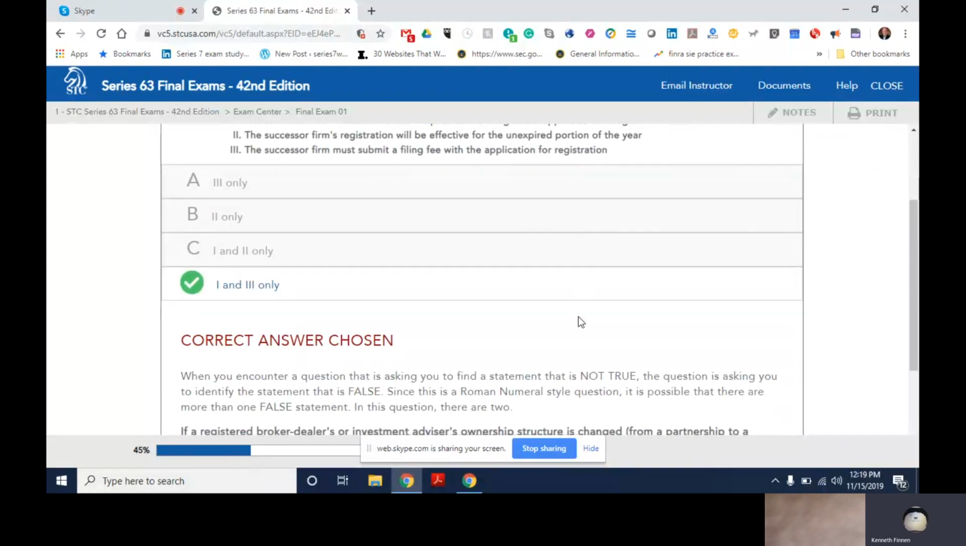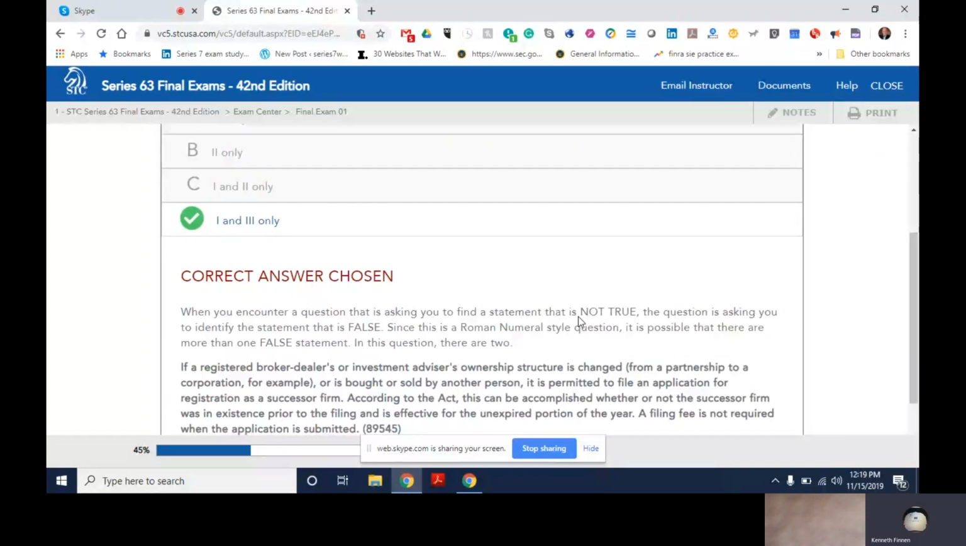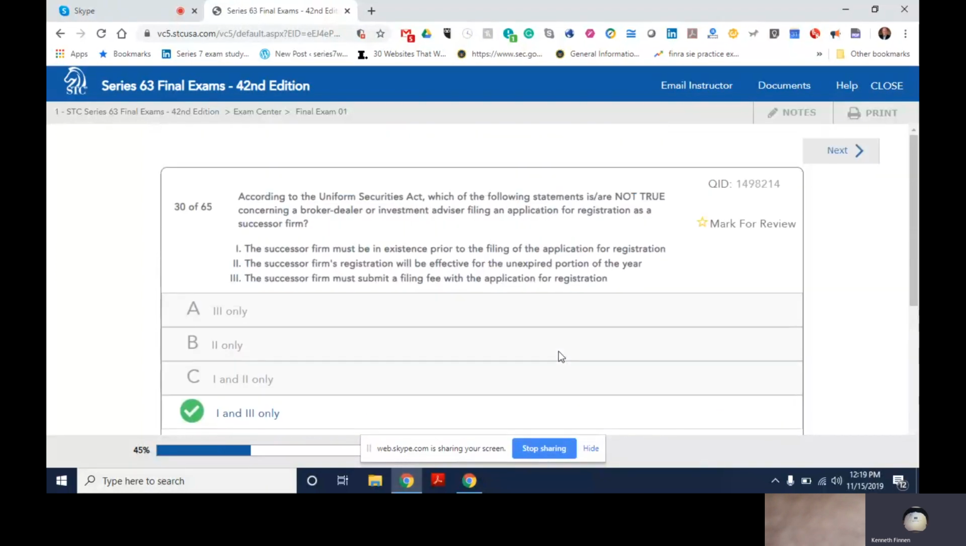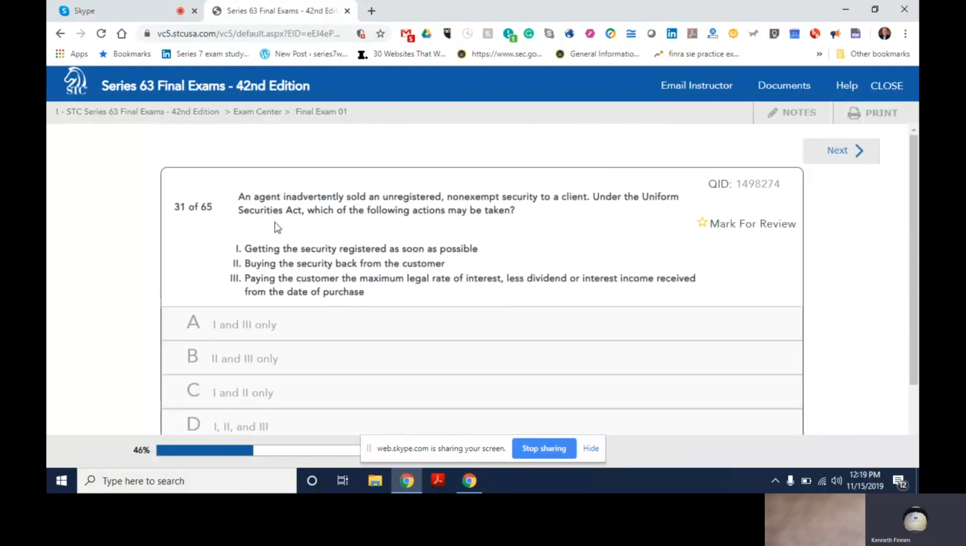Boom. Okay. So look, they're asking what's not true. You don't have to submit the filing fee too. You pay no fees when you apply. That's why 1 and 3 are correct, meaning incorrect.